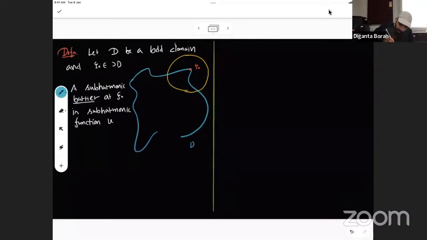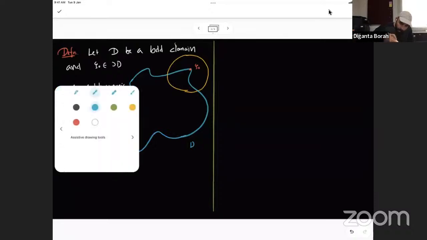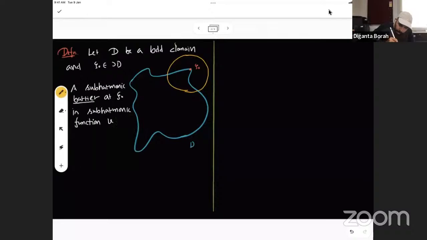This is my D. Let's call this radius, say, delta. So it's a subharmonic function U on the intersection of D with some disk around zeta naught of radius delta, for some delta greater than 0, such that it has the following property. So this is a function defined near zeta naught. I don't need to know it everywhere, but it should satisfy the following property. First of all, it should be negative.